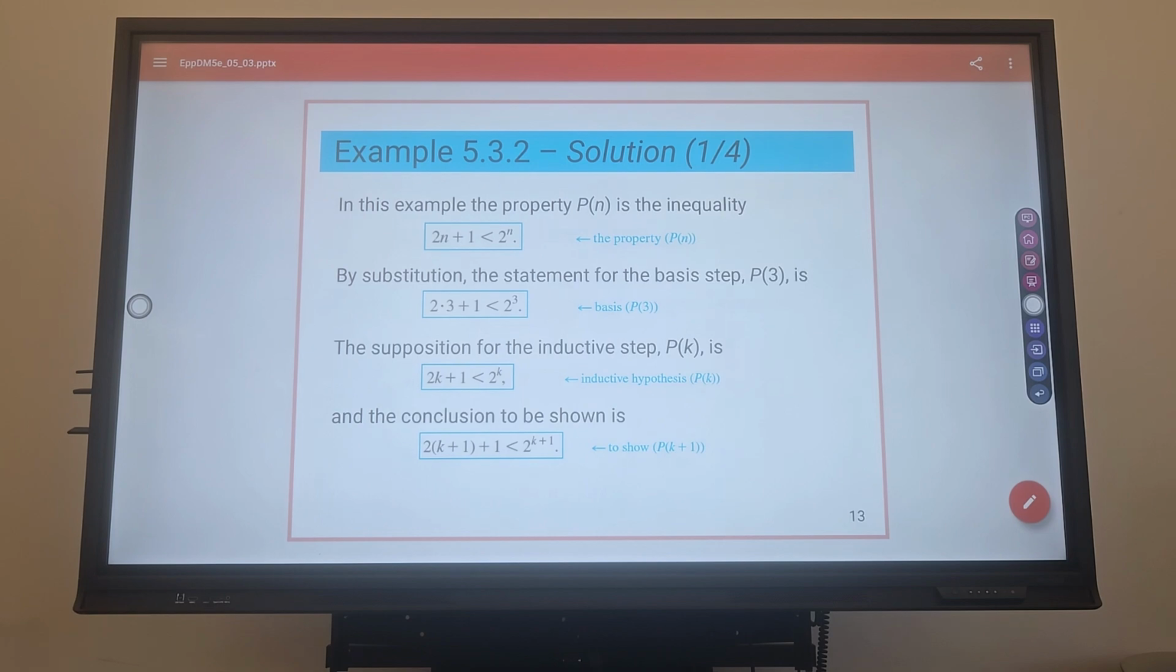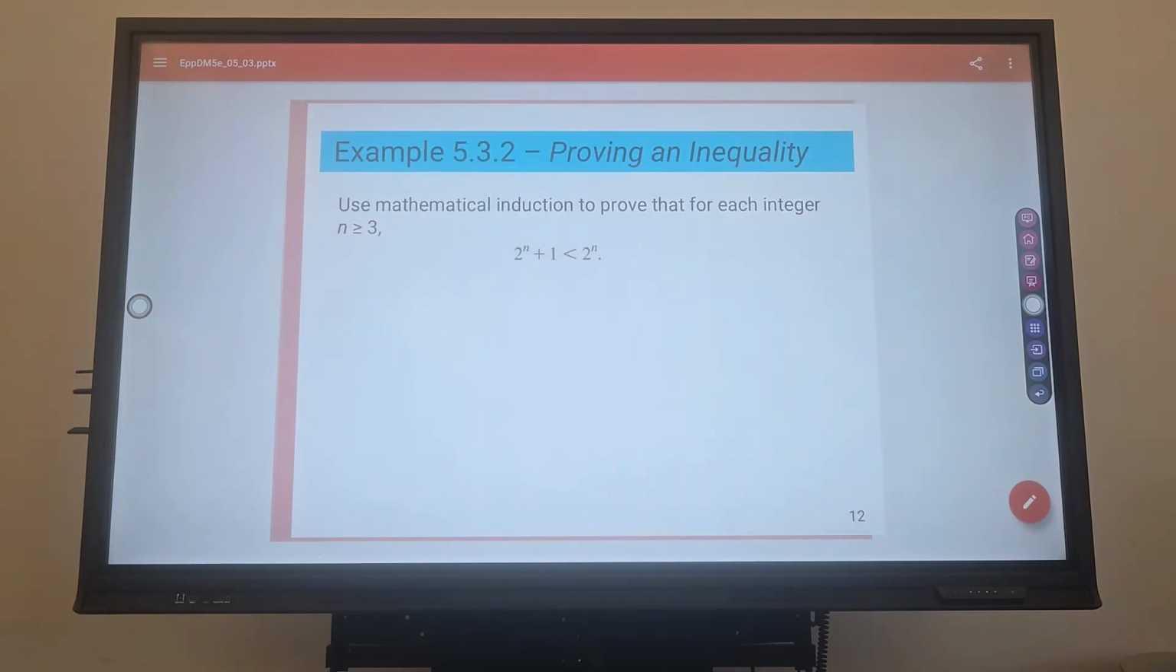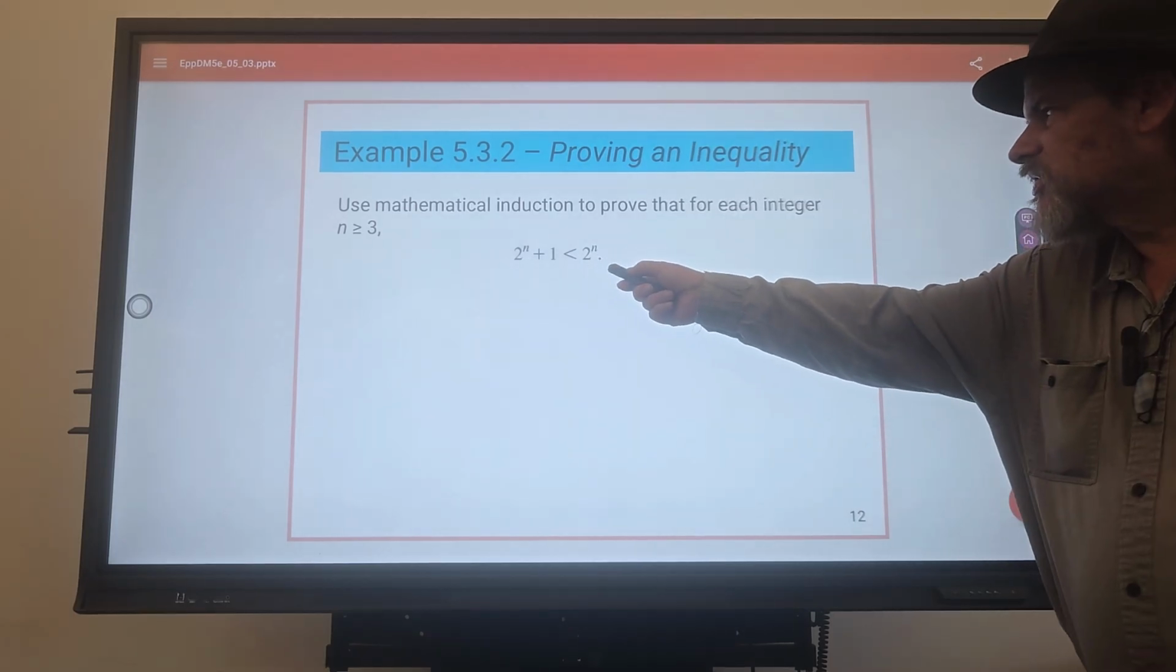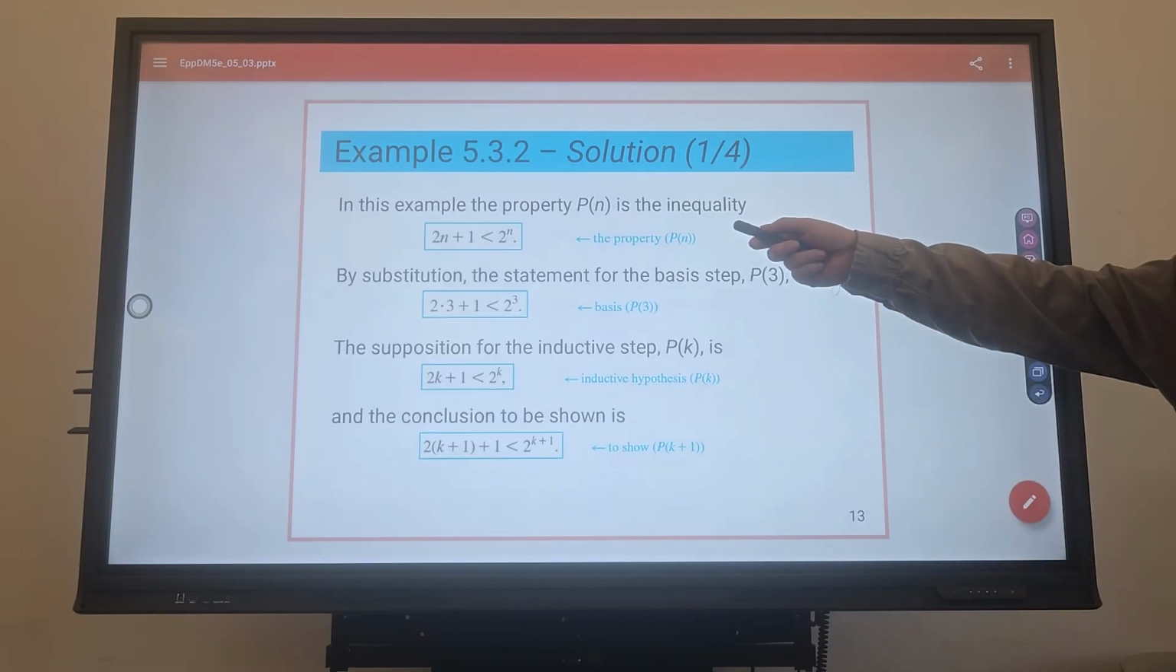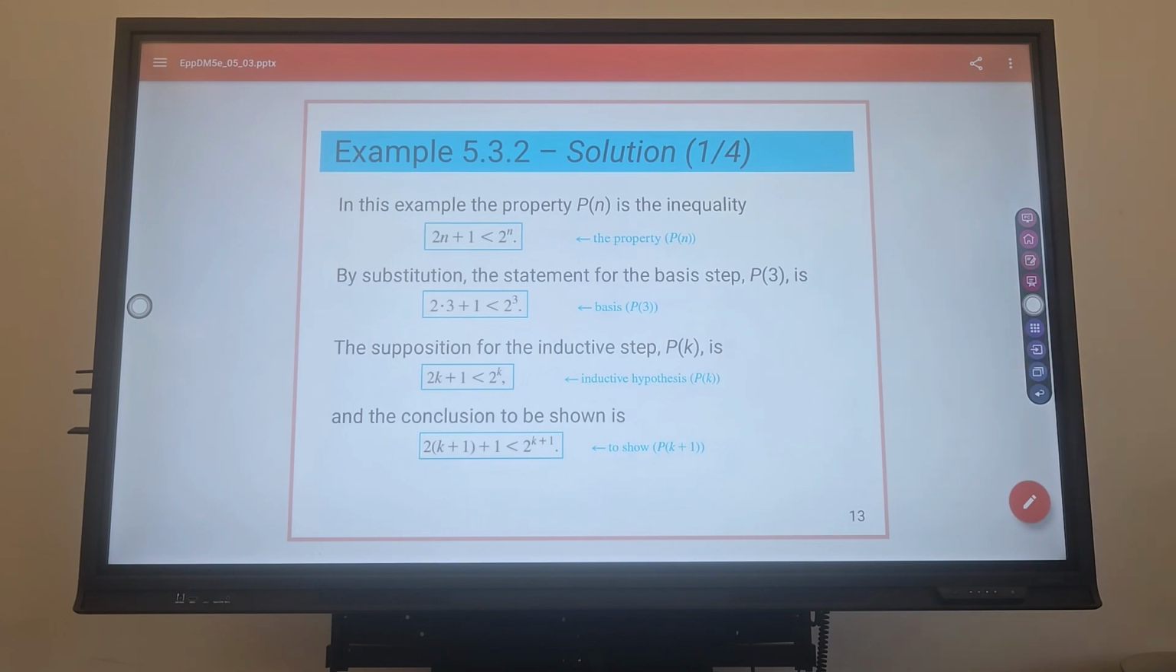So in this example, the property is the inequality. By substitution, P(3) is... okay, that's a typo. I forgot about that. This is supposed to be 2n plus 1 is less than 2^n. So now here they have it right: 2n plus 1 is less than 2^n.